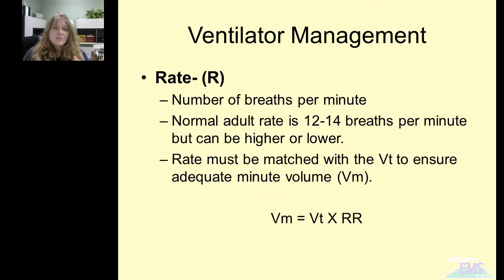The other setting that the ventilator allows you to adjust is the rate. And that's, again, your number of breaths per minute. The normal adult rate is 12 to 14 breaths per minute, but it can be higher or lower. But your rate has to be matched with the tidal volume to ensure that you're providing that patient with the correct volume over 1 minute at a time, or what they refer to as minute volume. So in order to calculate minute volume, you're looking at tidal volume times the respiratory rate to equal minute volume.